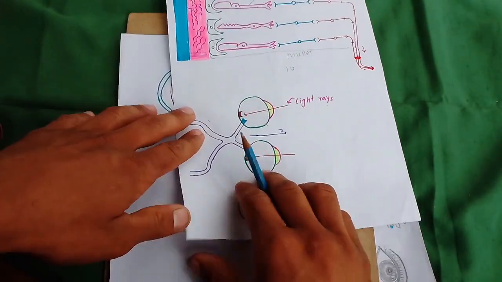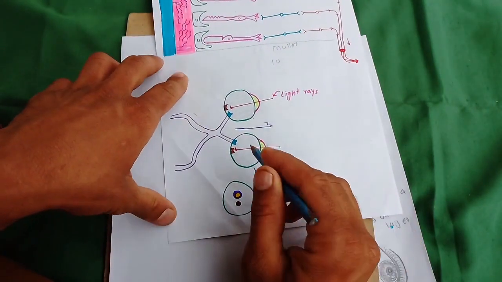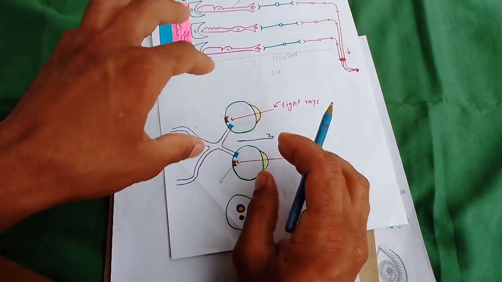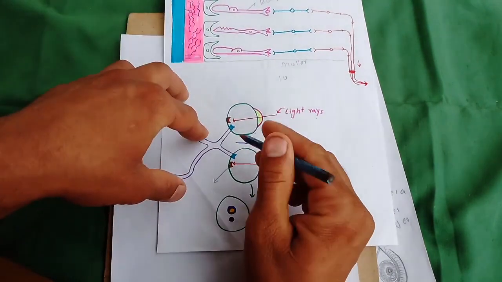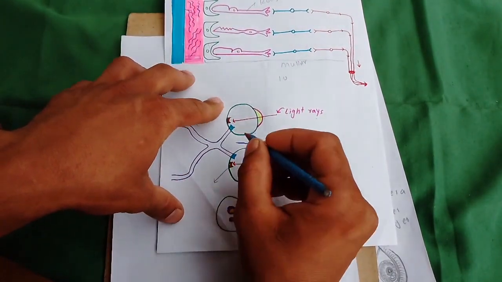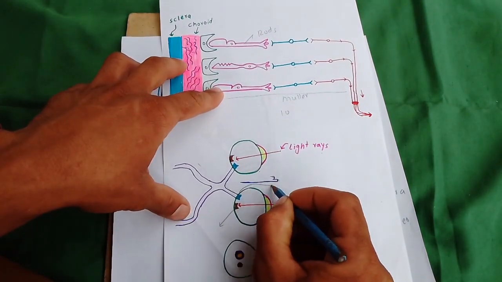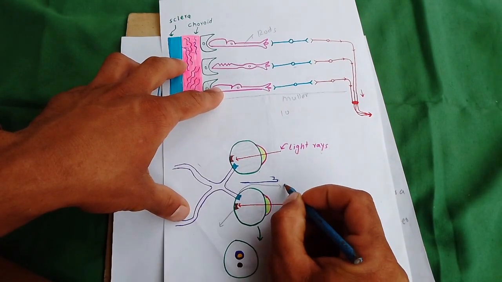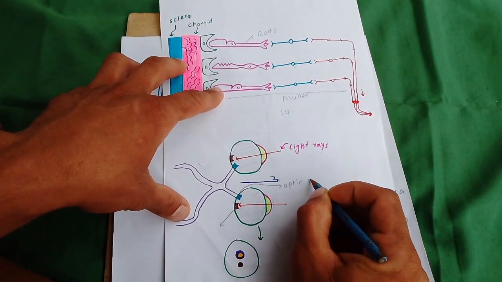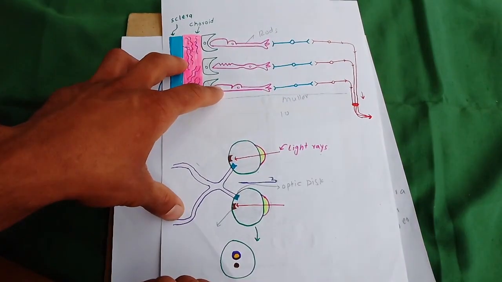It's the most important point here. Here I only explain this is the optic disc. Here is the optic disc. This is the optic disc.